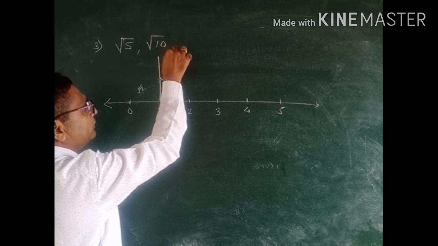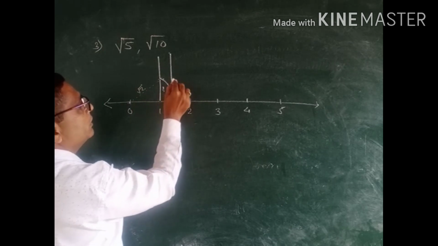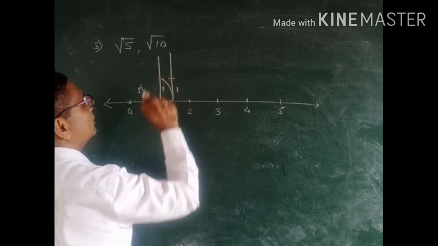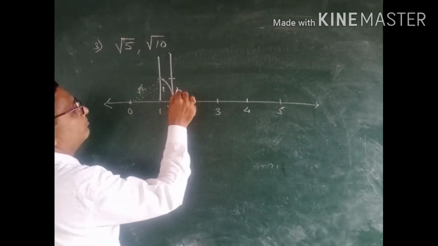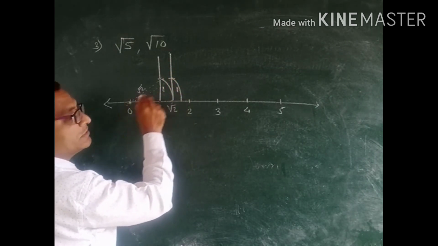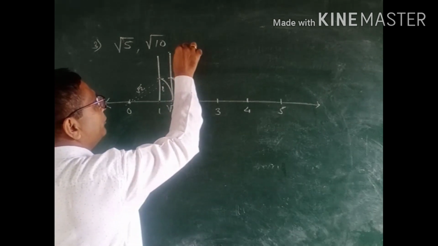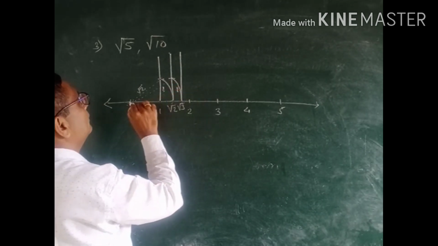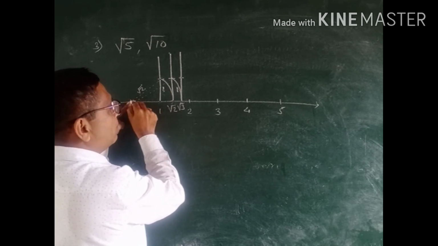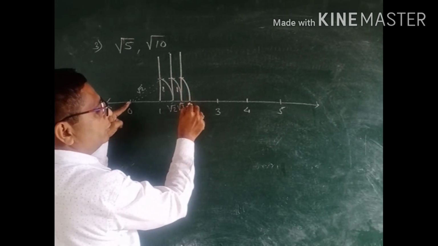Now draw the perpendicular line again here. This distance is under root 2 and this distance is 1 unit. Now this hypotenuse becomes under root 3 by Pythagoras theorem. So take an arc again here. Again draw a perpendicular here and take 1 unit distance. Now again put the steel point of your compass here, pencil point here and draw an arc. This becomes under root 4.